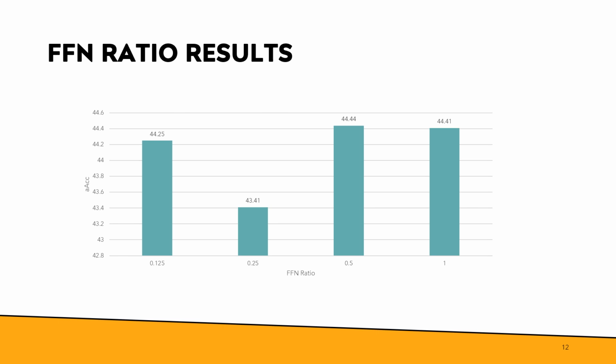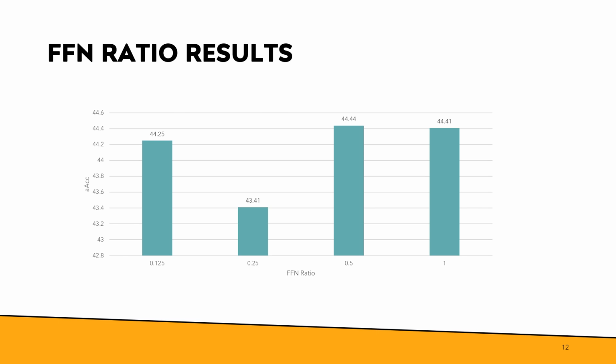The 4 configurations we tested had FFN ratios of 0.125, 0.25, 0.5, and 1. The default configuration had a feed-forward network ratio of 0.25. The best configuration, based on our tests, was the model with an FFN ratio of 0.5.